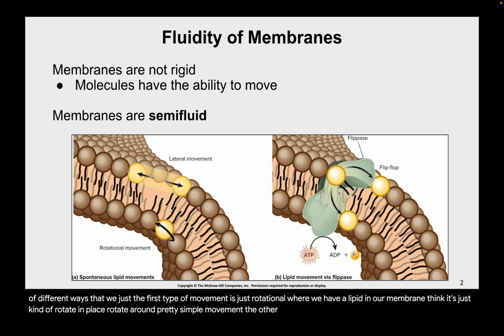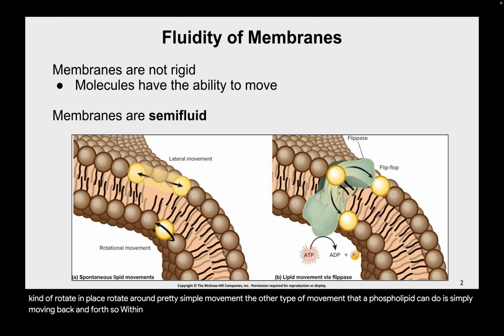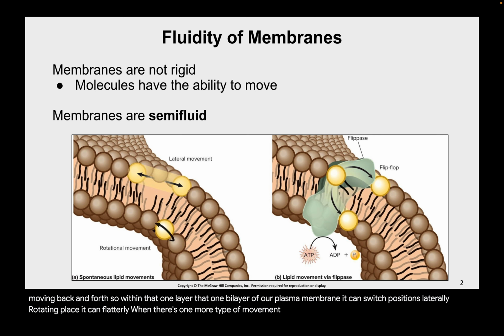The other type of movement that a phospholipid can do is simply moving back and forth. So within that one layer, that one half of our plasma membrane, it can switch positions. It can move laterally. Right, so it can rotate in place. It can move laterally. And then there's one more type of movement that it can do. It can actually do what we call a flip-flop.